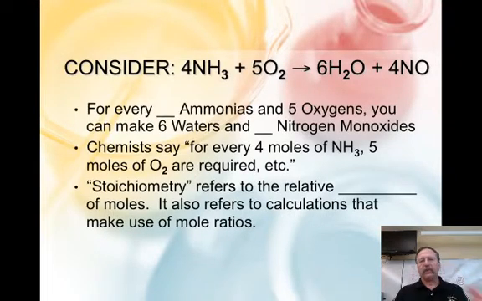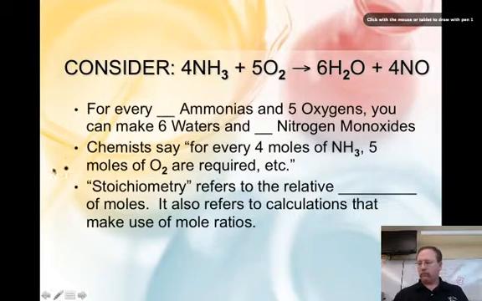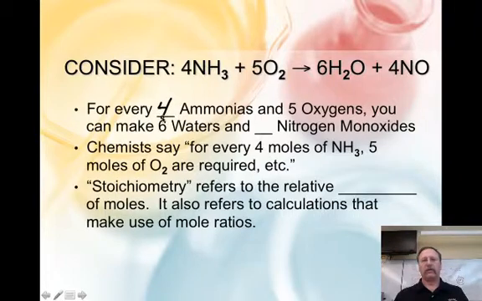consider the case of 4 NH3 plus 5 O2 producing 6 H2O and 4 NO. What does that really mean? Well, what it means is this. NH3 is ammonia, so we have 4 ammonias. Then we look at here, we have 5 oxygens. It's going to give us 6 waters and how many nitrogen monoxides? That's right, 4. Good job.